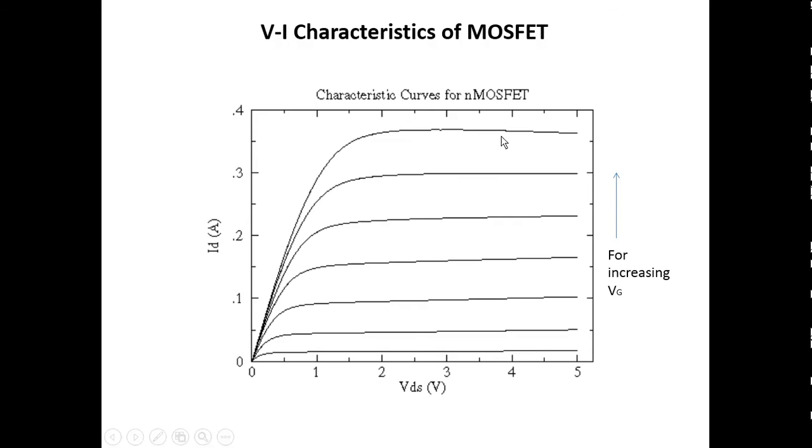So this is the ID versus VDS plot, and this is the y-axis, where we take ID in amperes, and VDS on the x-axis. You will get different curves like this for gradually increasing VG. This is for one VG, this is for another VG, and this is for another VG. For each case, VG is kept constant and VDS is increased, and you get different ID. So you can plot this graph, and that gives the VI characteristic of the MOSFET.